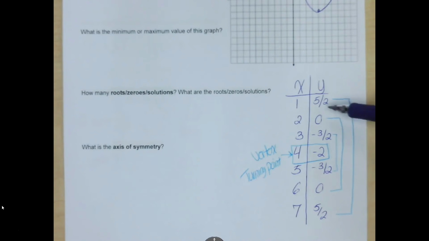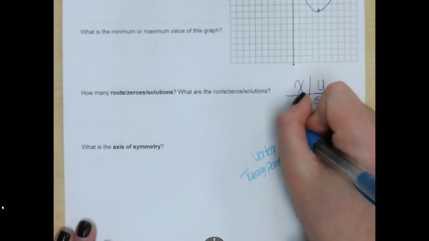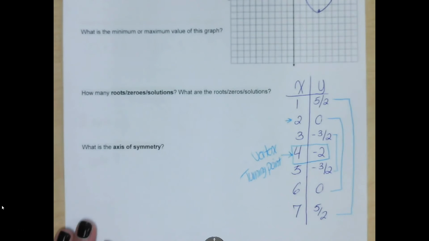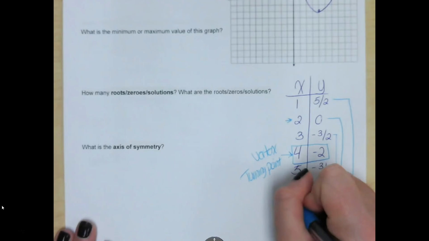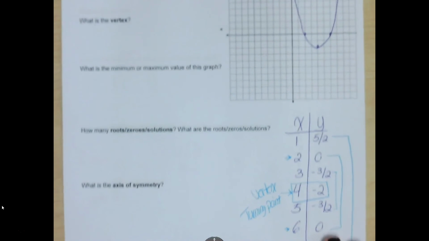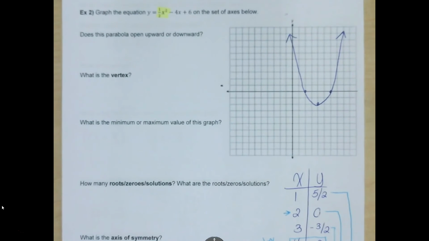I'm still seeing my symmetric table here. But when it came time for plotting, I only wanted to plot the nice looking points. So I only plotted 2, 0, 4, -2, which was my vertex, and I also plotted 6, 0. As long as you have 3 or more points, you're going to get full credit. You'll be good to go. So this is the table I copied over, but those were the points that I plotted because I wanted nice looking points so I could go back and connect and form that parabola.